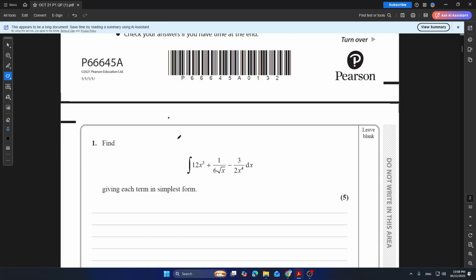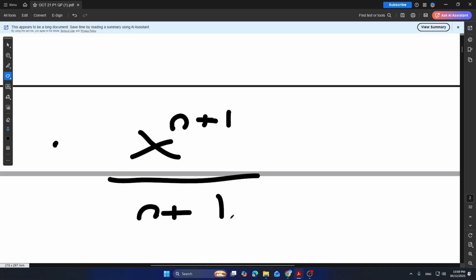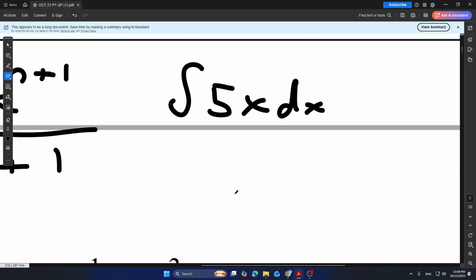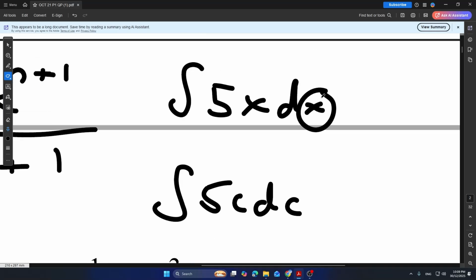Integration, there's a rule. If we have x to the power of any number, which we're going to say as n, the rule is x power n plus 1 divided by n plus 1. For example, if we want to integrate 5x dx, meaning in respect to x. If it's, for example, the integral of 5c dc, whatever the letter is next to d is what's going to be integrated, as in what is going to be considered for the integration.